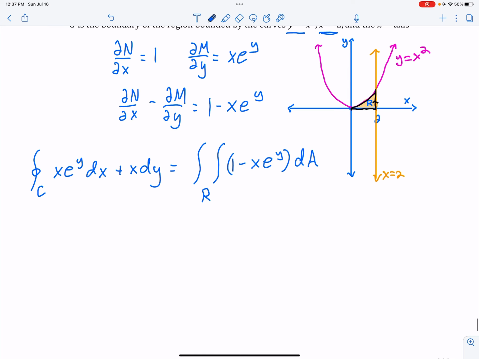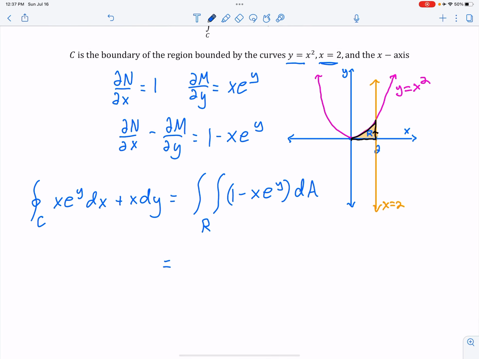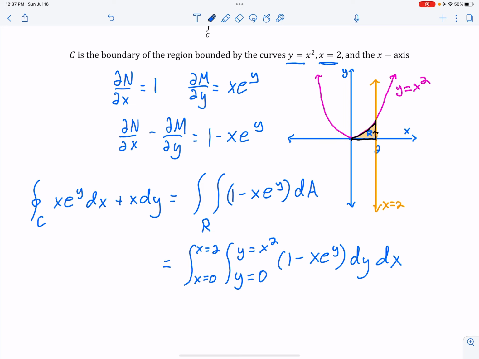Well, I can now switch this to my double integral with x's and y's. I look at my region. I can see that x runs from 0 to 2. And then y, the reason I chose y first is because it has my functions. Okay, I got y equals 0 up to that parabola. And then I just throw this in here, 1 minus x e to the y. And then I just keep my bounds where they make sense. And now we have a double integral that we can do.